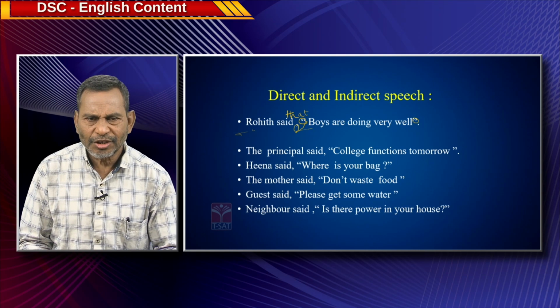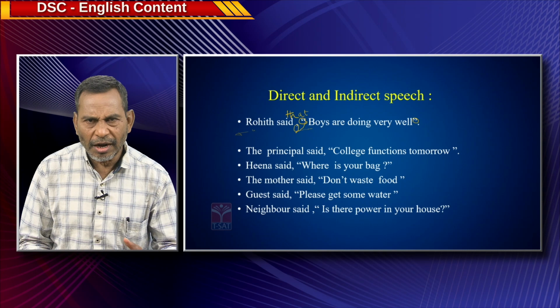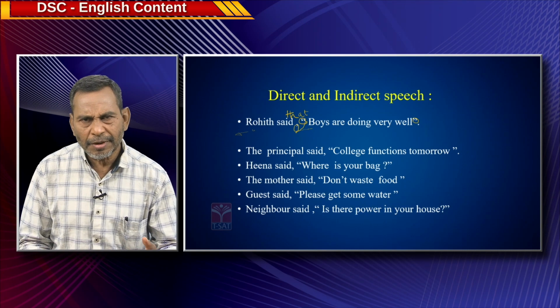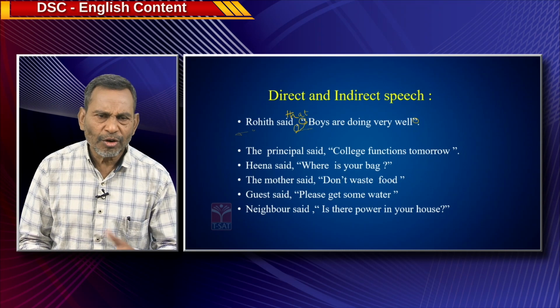This is so. When you change the whole statement from direct speech into indirect speech, when I convey the summary of what Rohit Sharma said: Rohit said that boys were doing very well. "Are" changes to "were," capital B changes to small b, the comma and inverted quotation marks are erased, and instead we added "that." Rohit said that boys were doing very well. This is the answer. Then look at the second sentence.